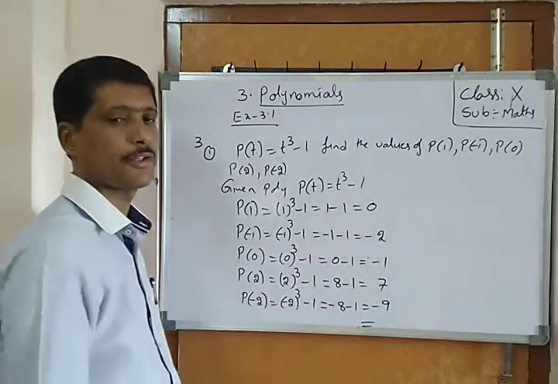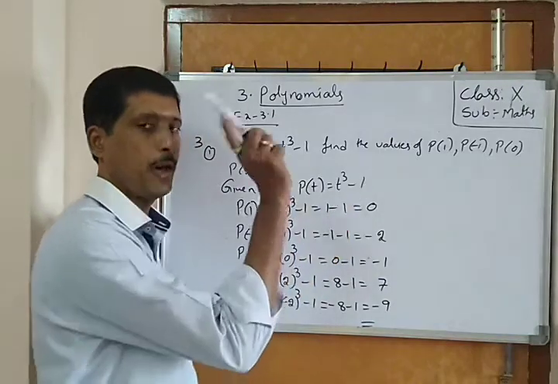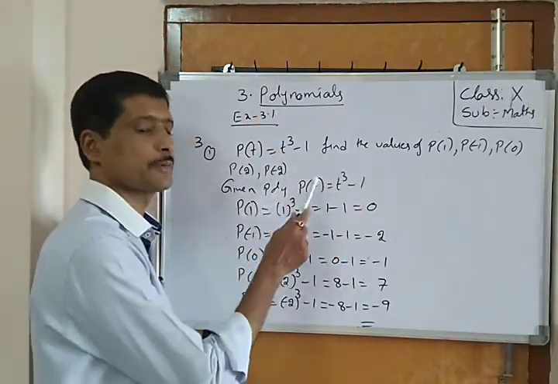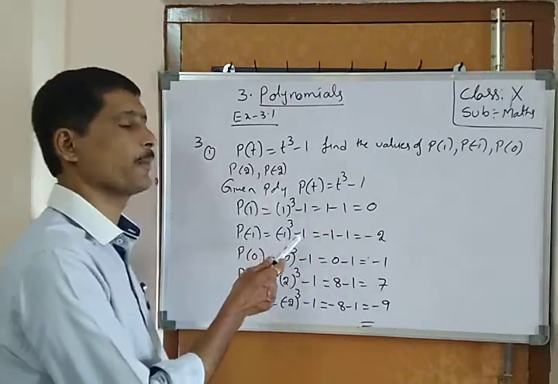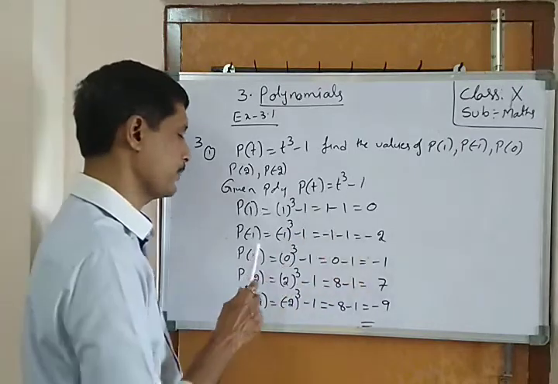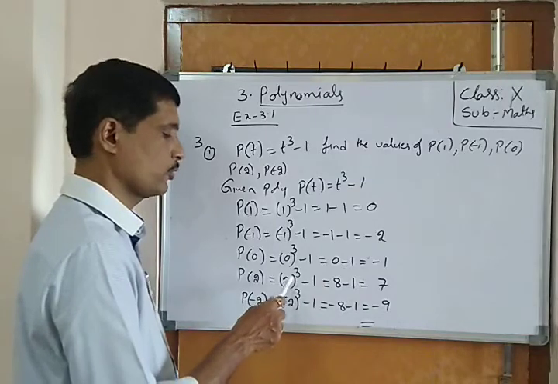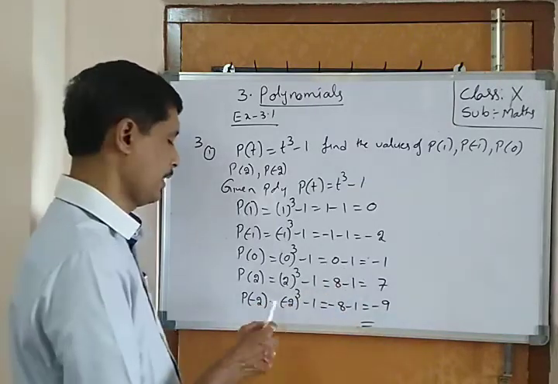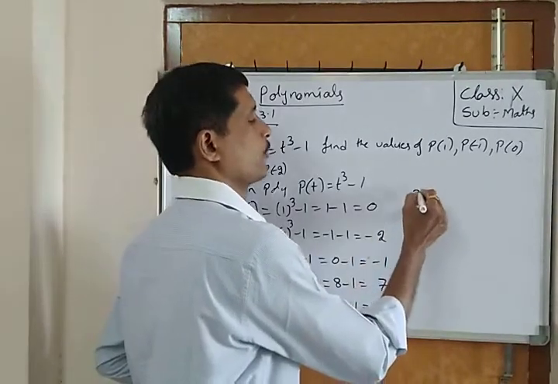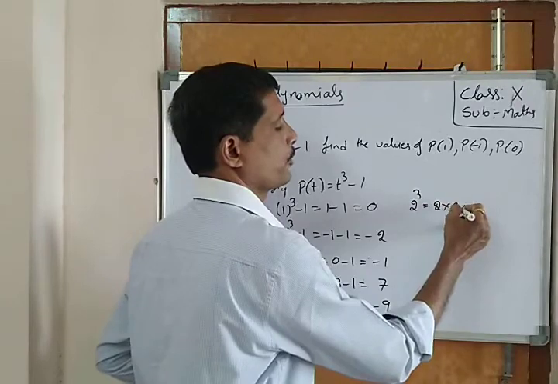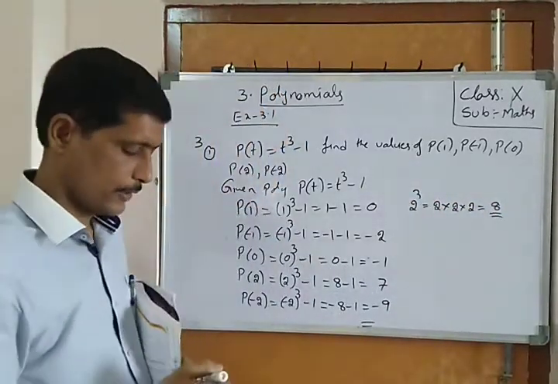Here the degree is 3, therefore that is a cubic polynomial. Only 2 terms are present, so that is a binomial. Next, p of 1, t is replaced by 1: 1 whole cube minus 1, that is 1 minus 1, which is 0. P of minus 1 is minus 1 whole cube minus 1, that is minus 1 minus 1, which equals minus 2. P of 0 is 0 whole cube minus 1, that is 0 minus 1, which equals minus 1. P of 2 equals 2 whole cube minus 1, that is 8 minus 1. P of minus 2 equals minus 2 whole cube. Here 2 cube is 2 into 2 into 2, 2 2s are 4, 4 2s are 8. Okay. Next question.